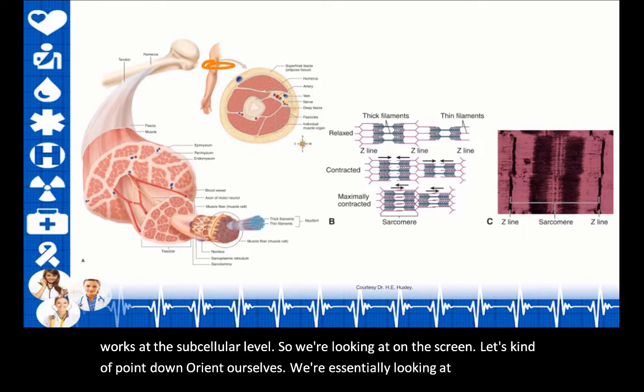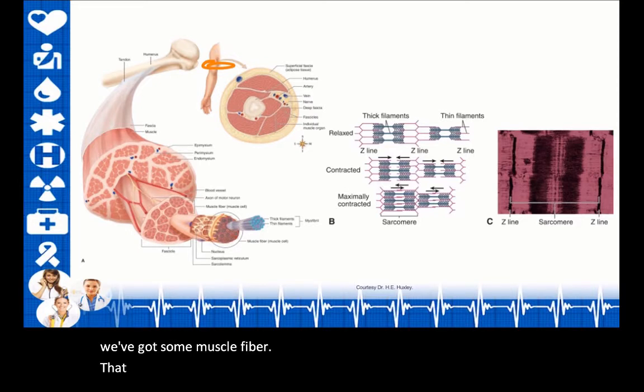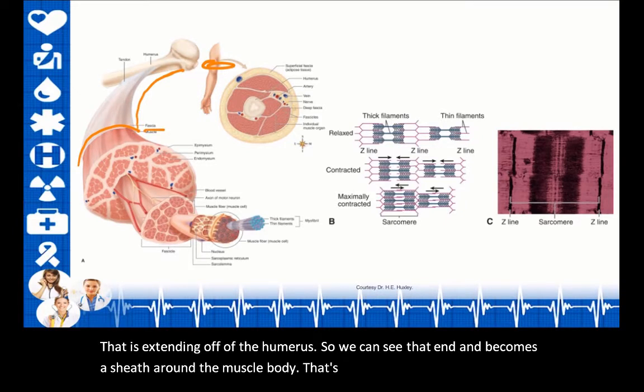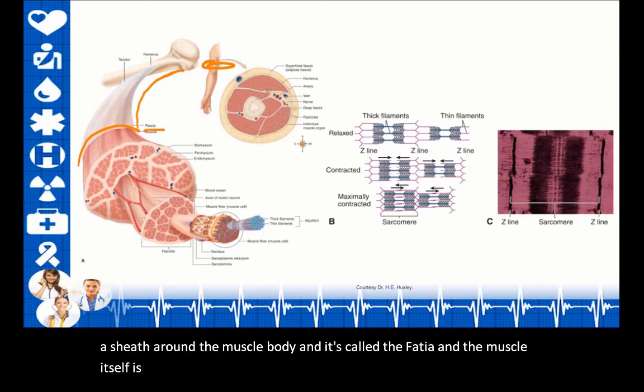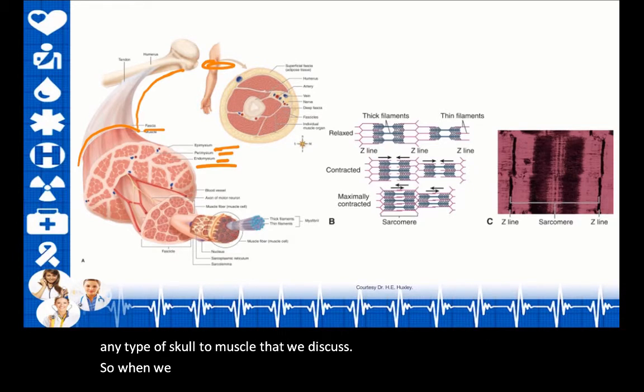We've got some muscle fiber that is extending off of the humerus, so we can see the tendon. The tendon becomes a sheath around the muscle body, that's called the fascia, and the muscle itself is essentially more complex layers as we get further and further away from the center or myofibril. So when we start zooming in on the muscle body, the next structural unit is going to be the fascicle.